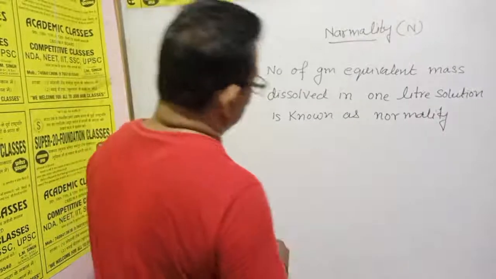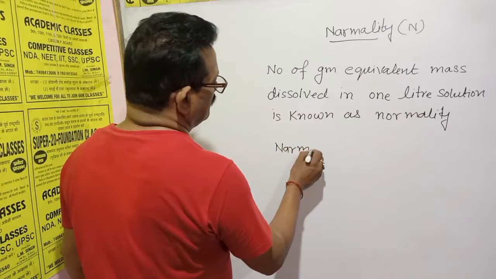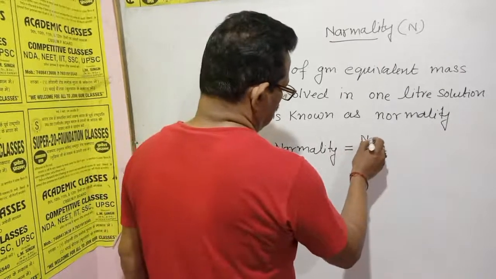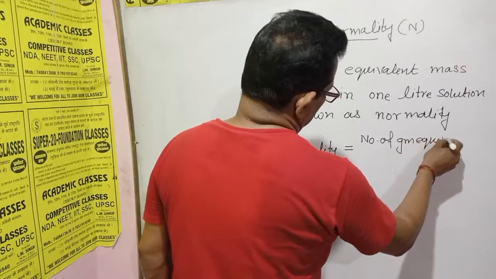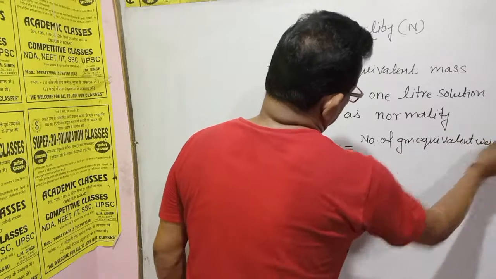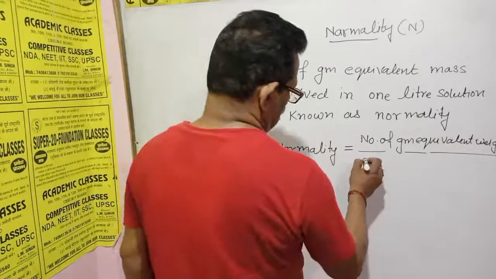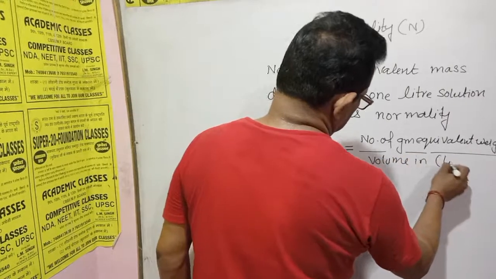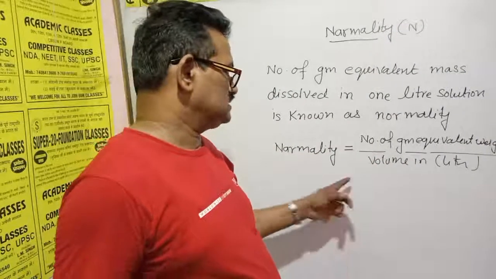Then you can also write the formula. Normality is equal to number of gram equivalent weight upon volume in liter. Volume means volume of solution here.